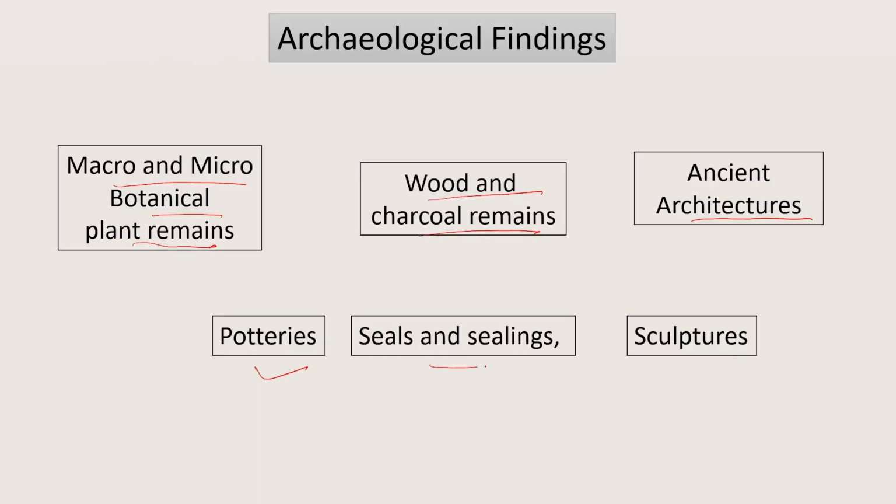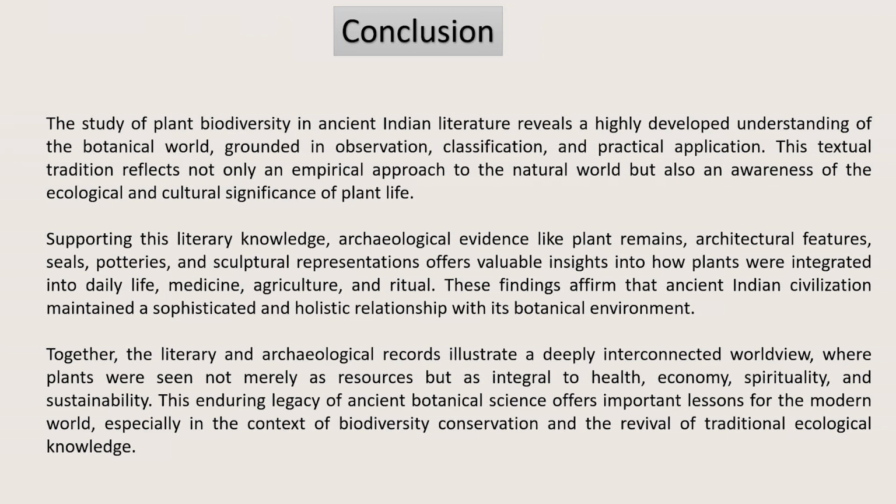Potteries, seals and sealings, and sculpture are also very important to understand the whole structure of botany and archaeological science, botany and agricultural science in a particular time period. So, on the basis of the whole structure of this topic, we can say the study of plant biodiversity in ancient Indian literature reveals a highly developed understanding of the botanical world, grounded in observation, classification and practical application.